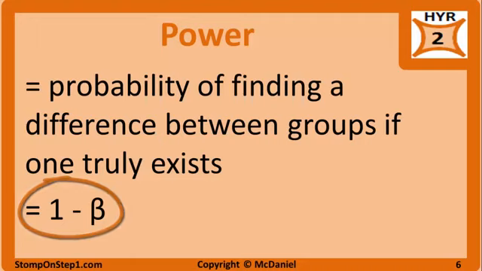It is good for a study to have high power. A cutoff for differentiating high from low power would be roughly 0.8 or 80%. In other words, having a beta less than 20% for a given study is good. Where power comes into play most often is while the study is being designed.